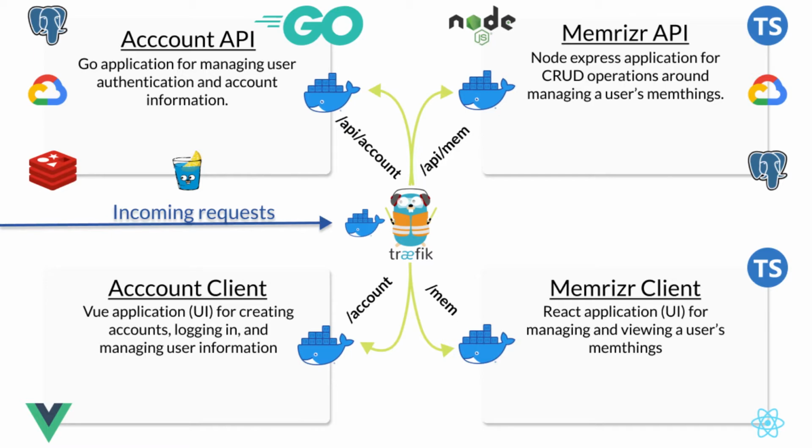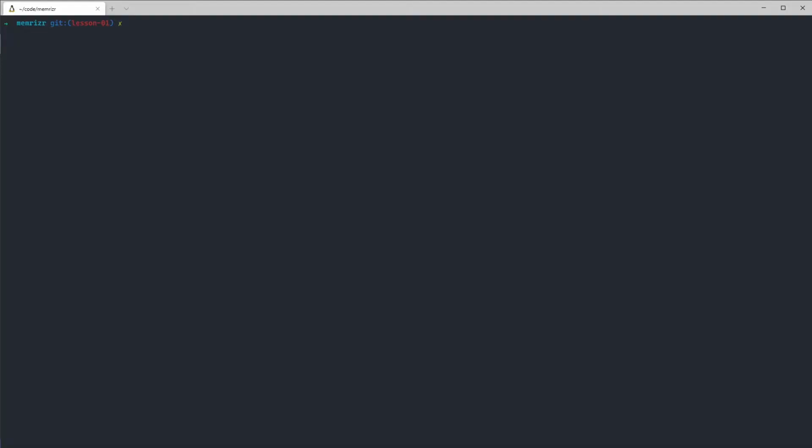So in this tutorial, we're going to scaffold out the Docker files and the Golang application for the account API, which is seen in the upper left corner.